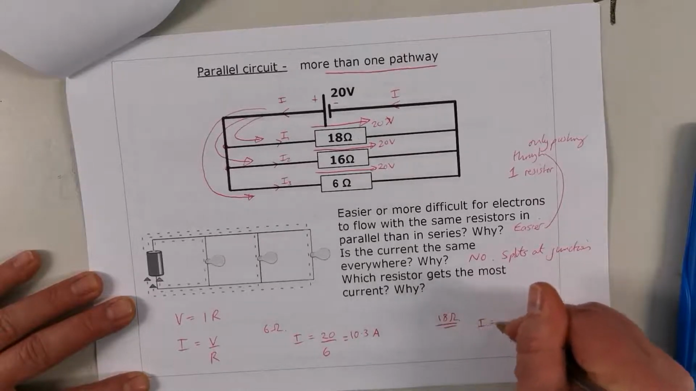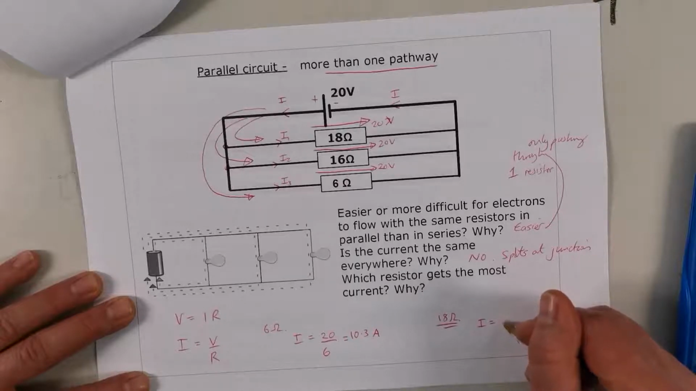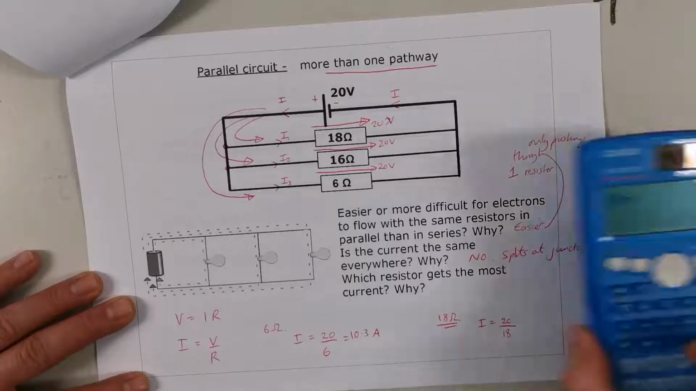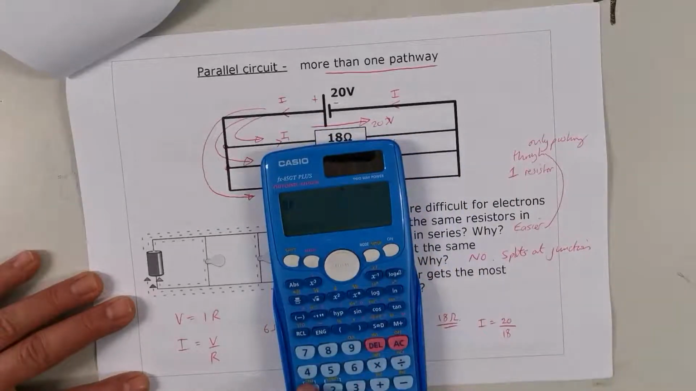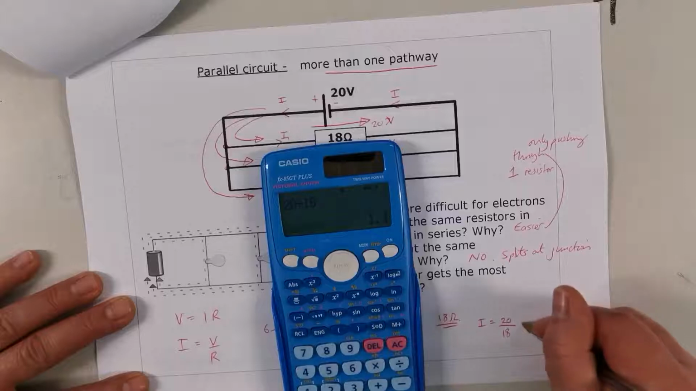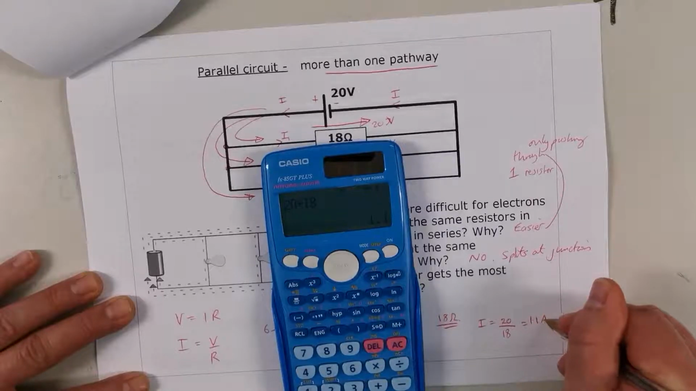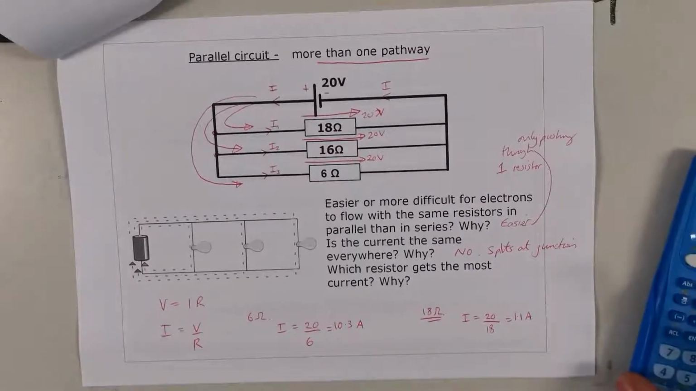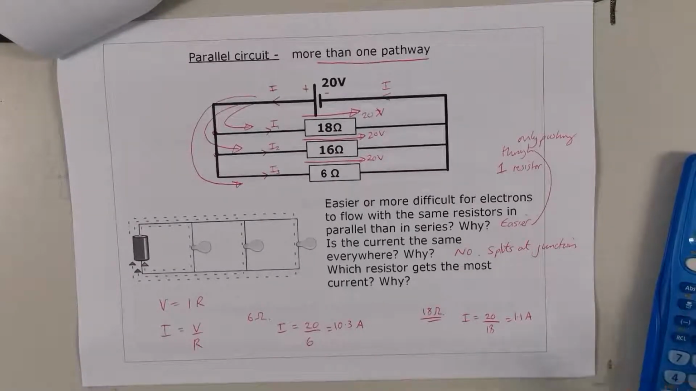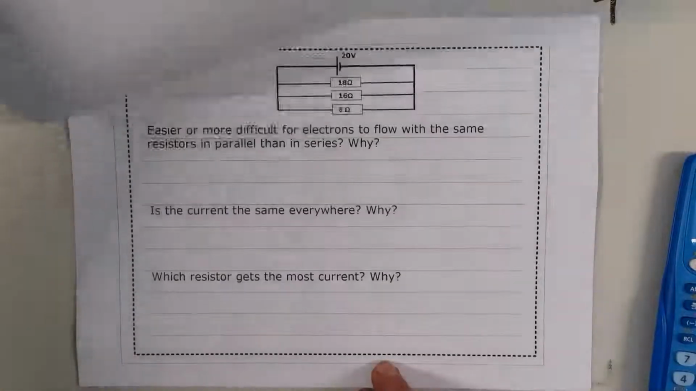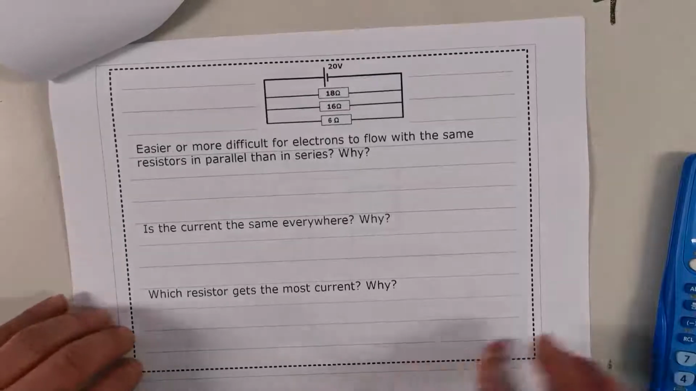I'll do it for the other one, the high ohm resistor. I'm going to do I equals V over R, which is 20 volts again, but divided by 18. This is probably going to come out less. It's going to be 20 divided by 18, 1.1 amps. If you want to, go ahead and calculate the current in the 16 ohm resistor. Okay, let's move on. Take a break if you need.